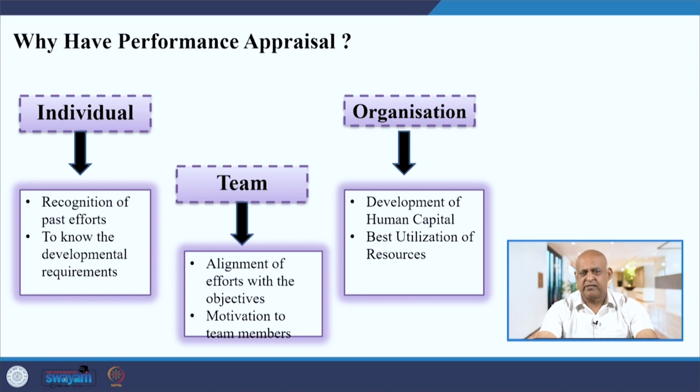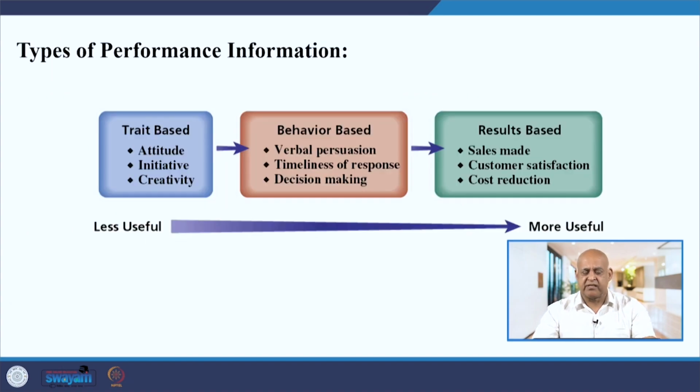Now, as far as the organizations are concerned, there is development of human capital. Those who are able to perform are those who have a high level of knowledge and skills. So, definitely you will have the development of human capital, and the best utilization of resources, that is the 5Ms: men, machine, material, money, method, minutes, all will be at their best utilization.